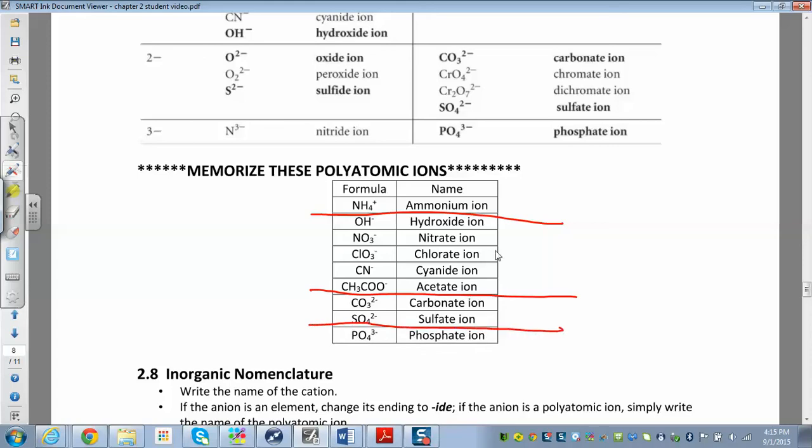It's really tempting to just kind of look at the ending and say, okay, anything that ends in ate has 3 oxygens. I wish that'd be great, but no, phosphate has 4 oxygens and sulfate has 4 oxygens, so really make up some flashcards and memorize these. You need to know the charges and you need to know the formulas. There's a lot more in this table. There are even more tables of polyatomic ions. These are the most common ones.